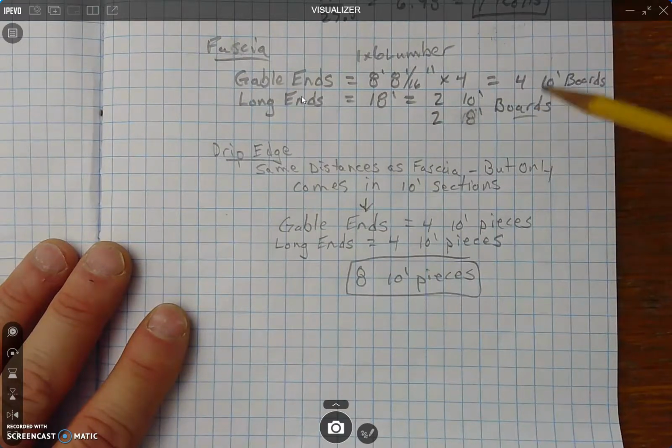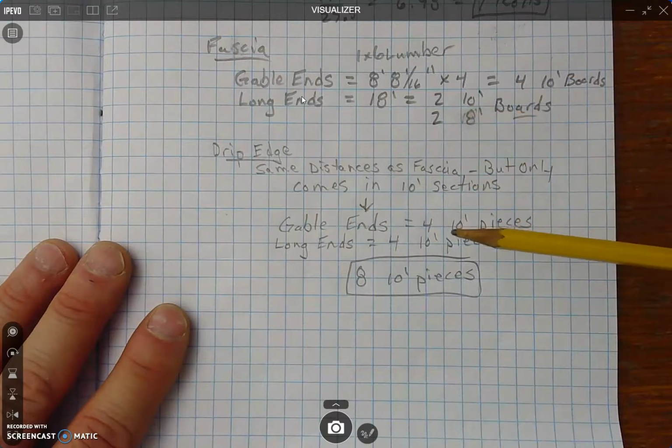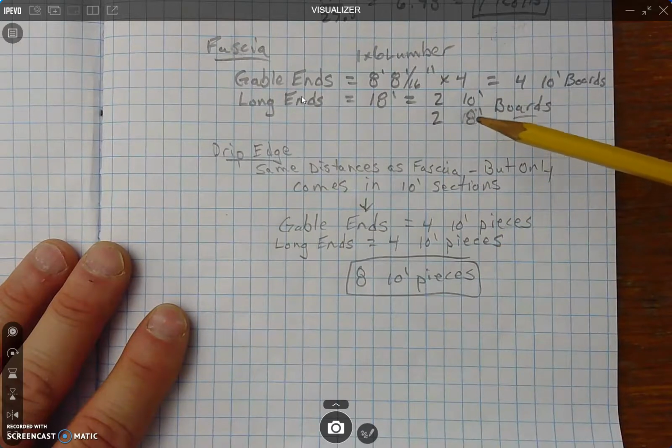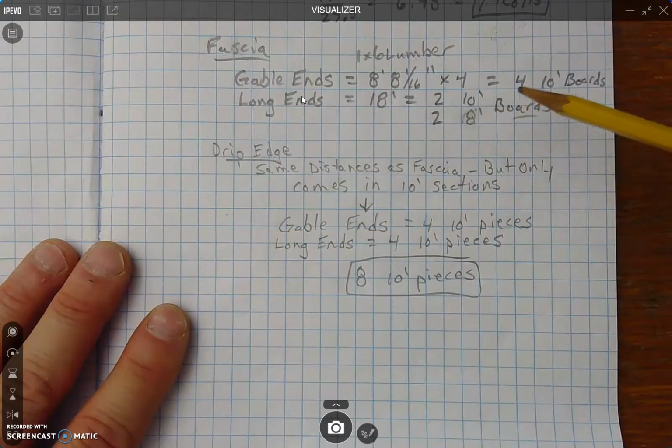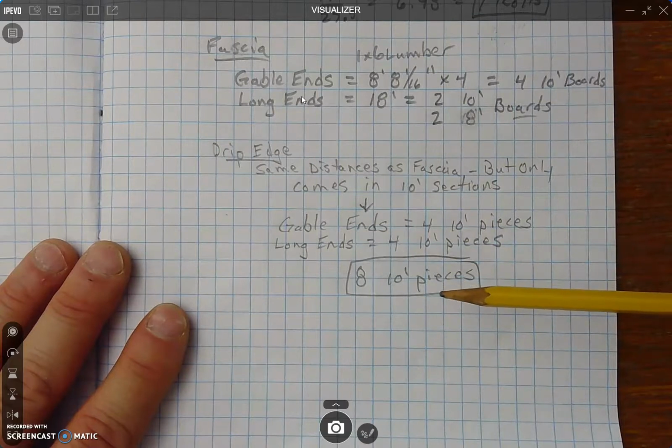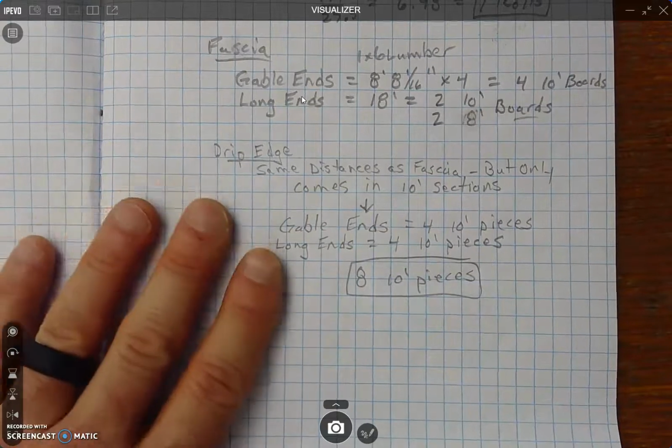So instead of 6 10-footers and then 2 8-footers, we got to get 2 more 10-foot pieces, right? Right here. It's the same calculation. It's around the perimeter of that roof. So I got to get 8 10-foot sections, and I'll just have more left over. So 8 10-foot pieces. Okay. So I hope that all makes sense.